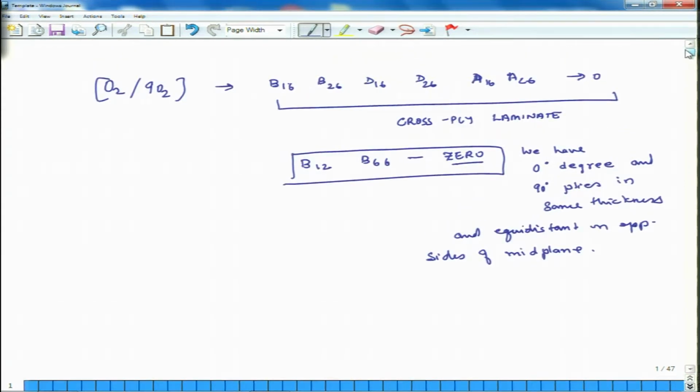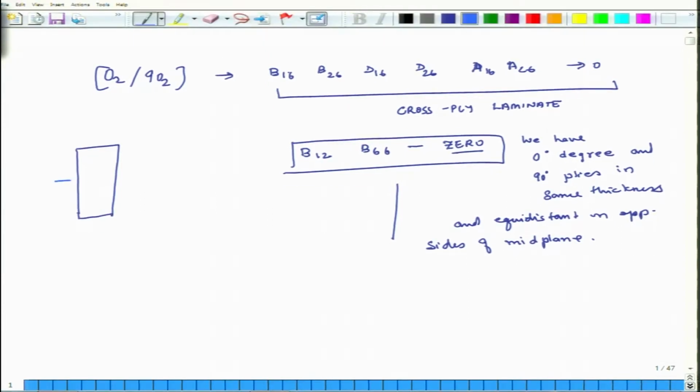So, let us look at it. This is the laminate, this is my mid plane. Let us say this is the 0 degree ply and this is the 90 degree ply, and let us say there are two plies, each of unit thickness. So, at the mid plane Z is equal to 0, here Z is equal to -1 and here Z is equal to +1. Okay.